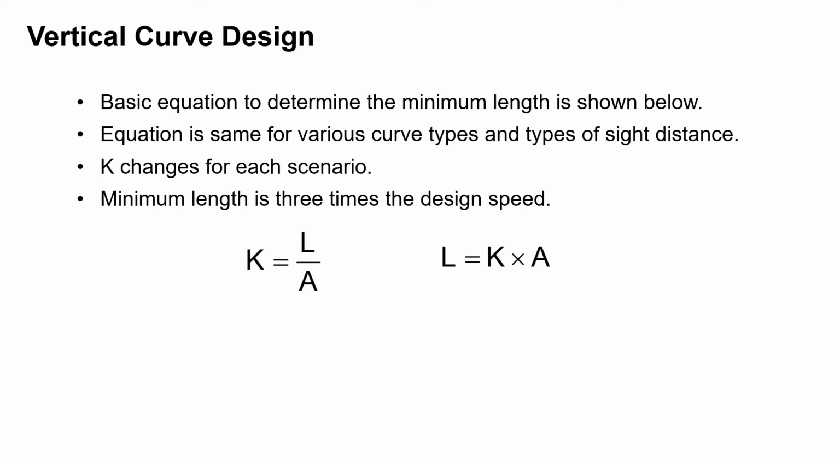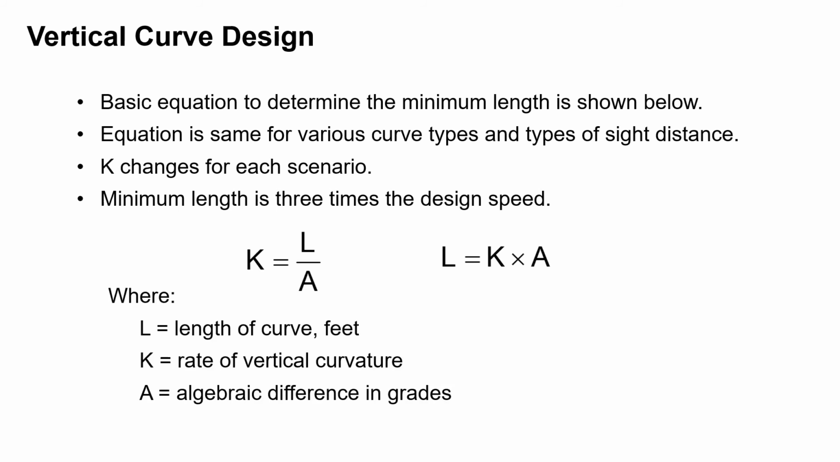So for any vertical curve, these are the equations we're going to use. L is going to give us the length of curve, the minimum length of curve in feet. K is the rate of vertical curvature, and that's what's going to change depending on which type of curve and which sight distance you have. And A is the algebraic difference in grades.